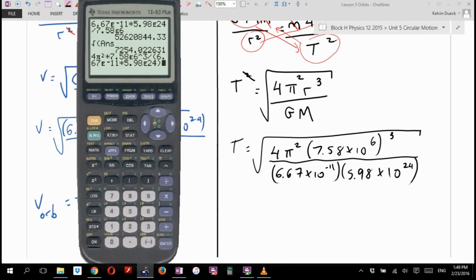Is that right, Mr. Duke? Looks good. Square root of that. And I get 6565.5. To 3 sig figs, 6, 5. Will the 6 stay a 6 or become a 7?